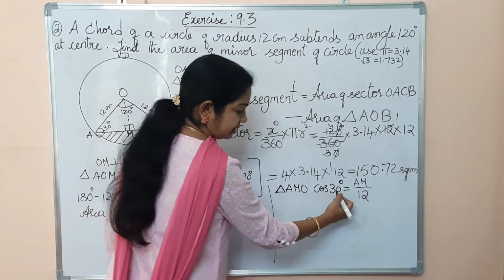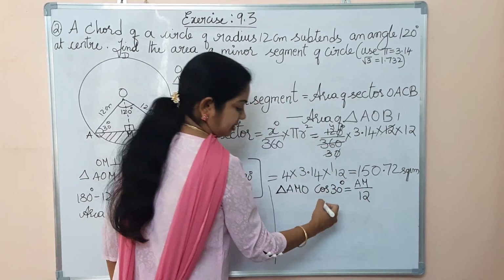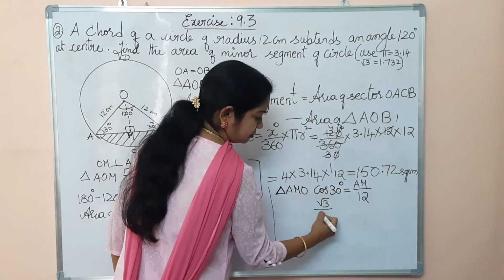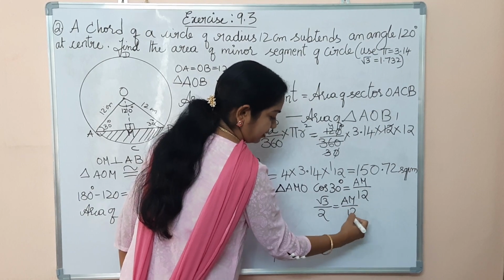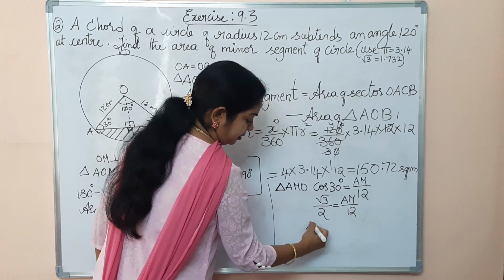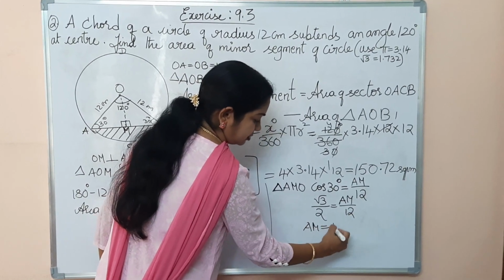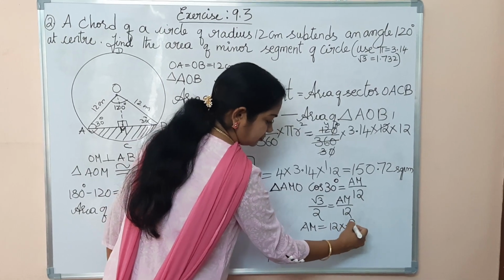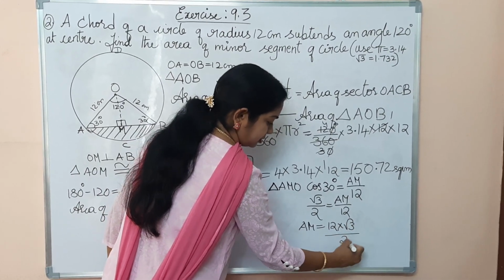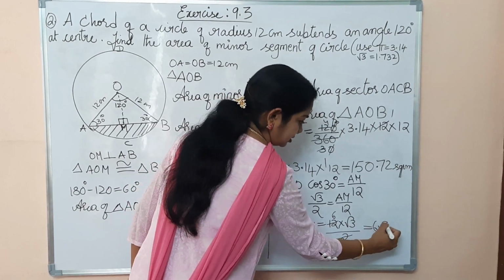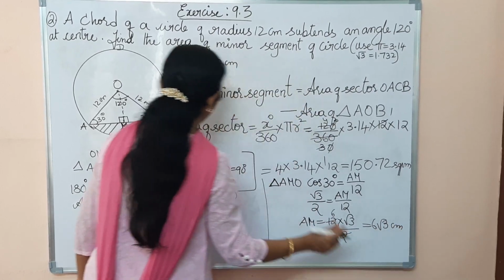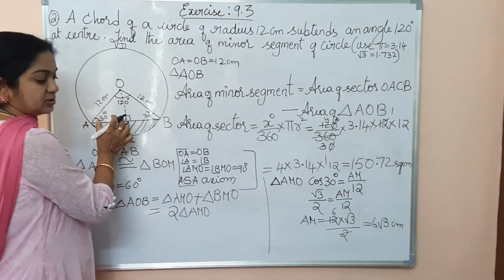So cos 30 degrees is sin 60, that is root 3 by 2 equal to AM by 12. When 12 comes here, AM is equal to 12 root 3 by 2. That is 6 root 3 centimeters. So we got this AM as 6 root 3.